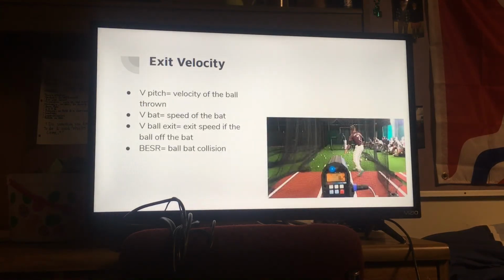Next is exit velocity, and over here to the left is part of the formula for figuring out exit velocity. The V-pitch is the velocity of the ball thrown from the pitcher. Next is the V-bat, which is the speed of his swing, and next is the V-ball exit, so the ball jumping off the bat, which is really what we're testing here, and then BESR is the ball-bat collision.